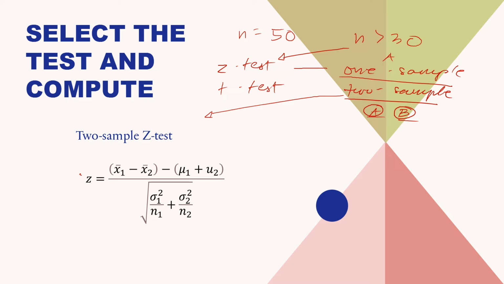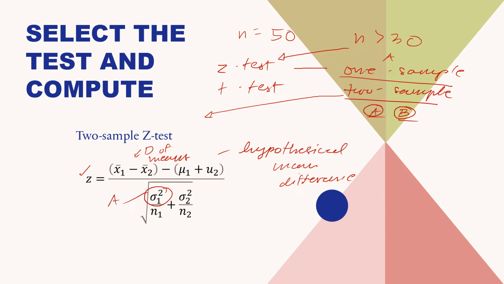And the formula is as follows. You have the difference of means. You have your hypothesized mean difference. You have the standard deviation of group A, of thread A, the standard deviation of thread B, and you have your sample size of A, and your sample size of B. Okay, so now that we've established what test we're going to use, we can then perform the test.